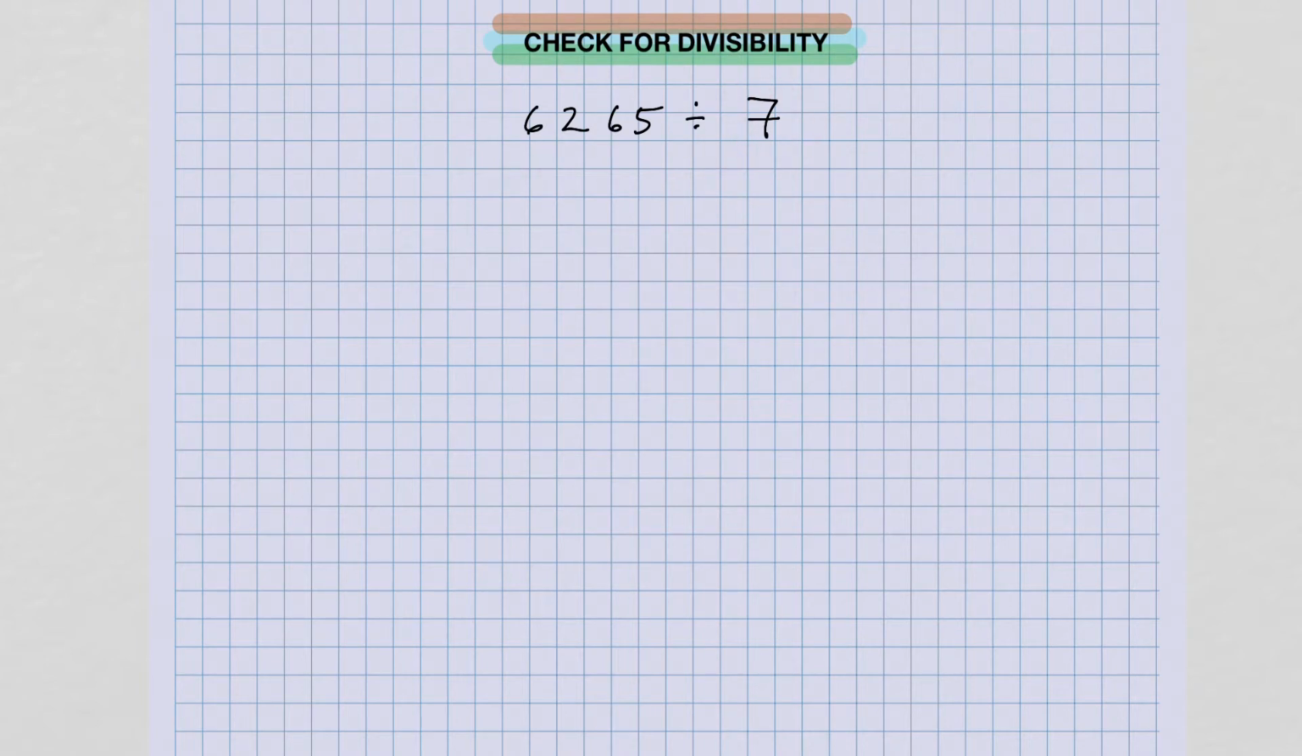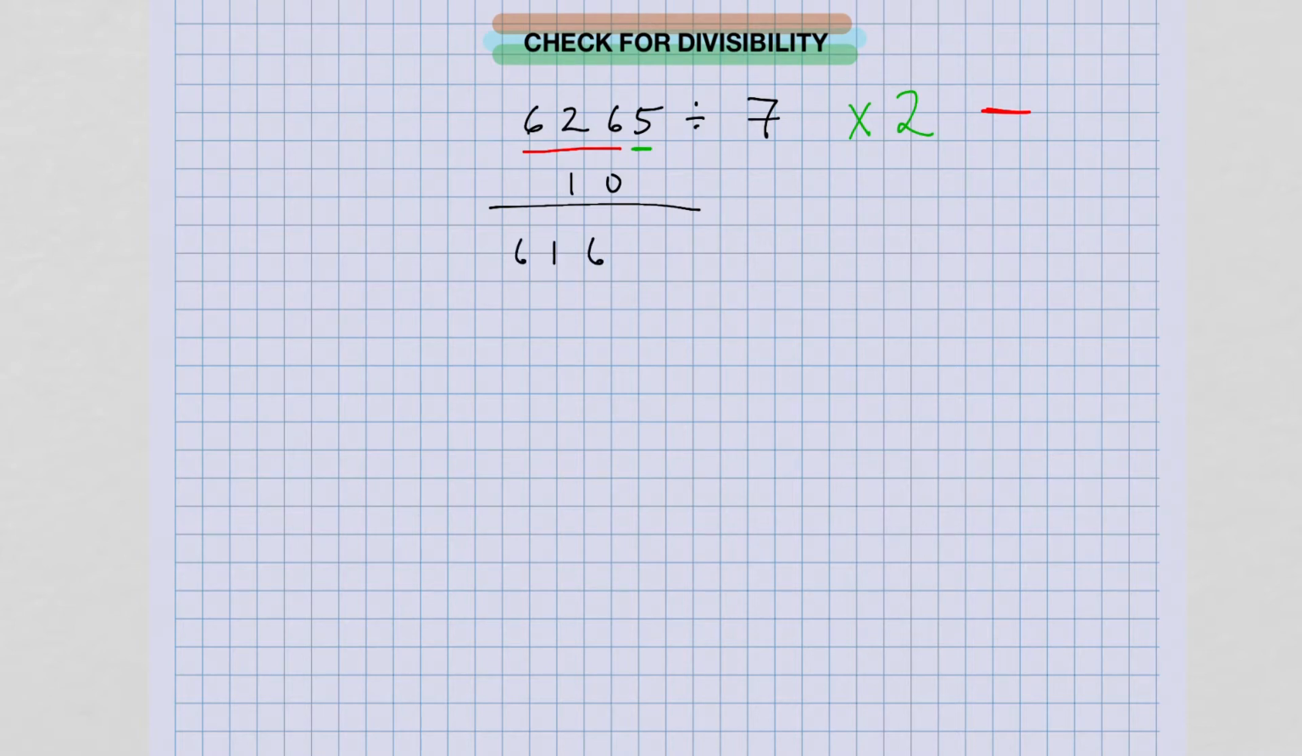So to check for divisibility by the number 7, we're going to multiply by 2, and then we're going to subtract. We take the last digit, multiply by 2, and then subtract from the remaining digits. So 5 times 2 gives us 10. Then we subtract 10 from the remaining digits. So we get this number here, 616.